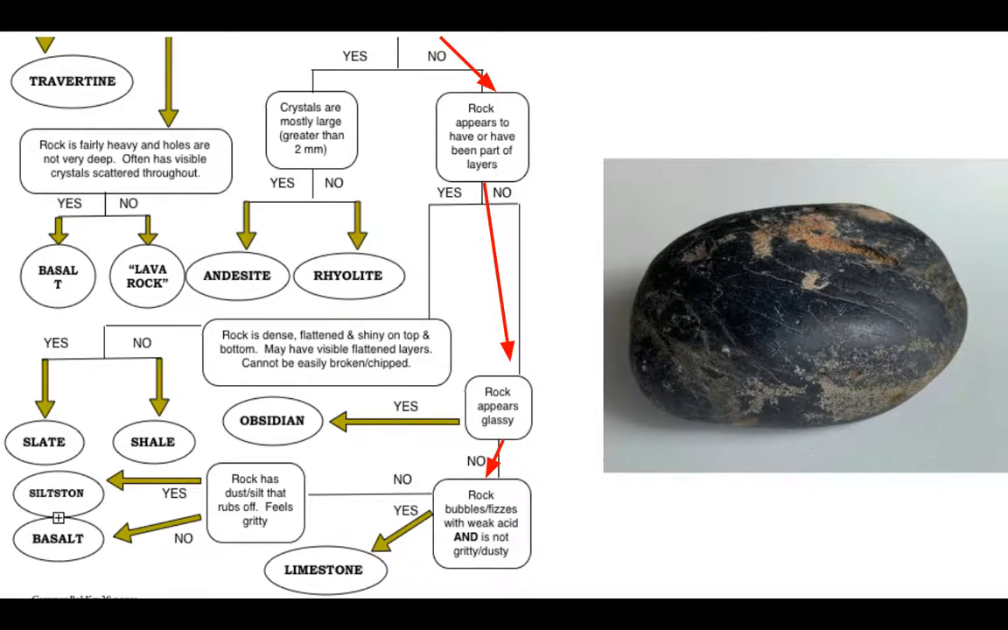The rock bubbles and fizzes with a weak acid, and it is not gritty or dusty. And we already said that it does not react. The rock has dust or silt that rubs off. It feels gritty, and that is not the case for this rock. It's very smooth and hard, and nothing rubs off. So once again, the rock is basalt.